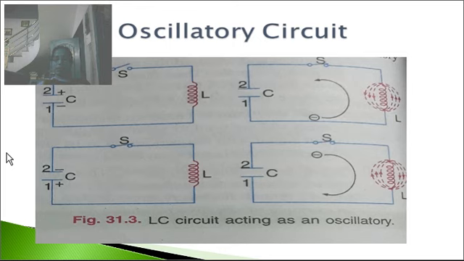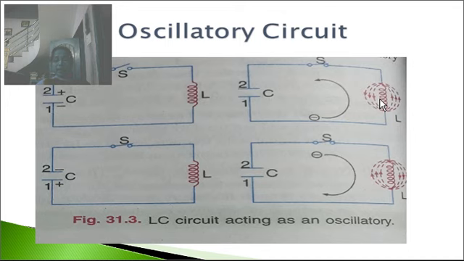At this instant, the electrical energy stored in the capacitor becomes zero, and the energy stored in the magnetic field is maximum. In other words, the electrical energy across the capacitor is completely converted into magnetic field energy around the coil. Once the capacitor is discharged, what will happen? The magnetic field around the coil begins to collapse and produces a counter EMF.